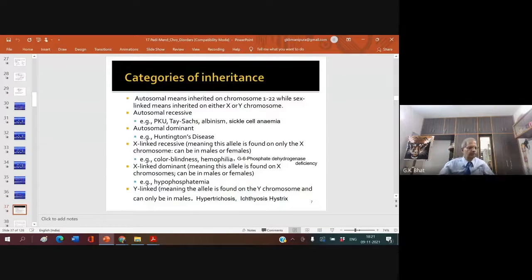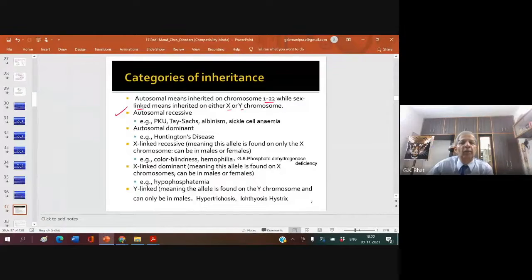Screenshot of this. Autosomal means inherited on chromosome 1 to 22. In human beings, there are 22 pairs of autosomes. That means genes are present on autosomes. Autosomal means inherited on chromosome 1 to 22, while sex-linked means inherited on the X or Y chromosome.